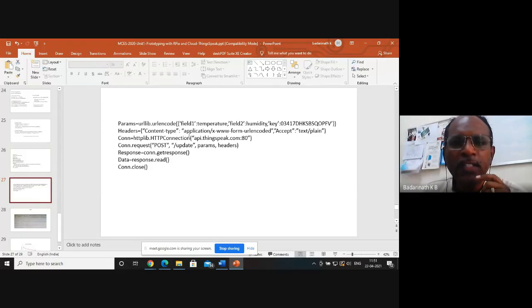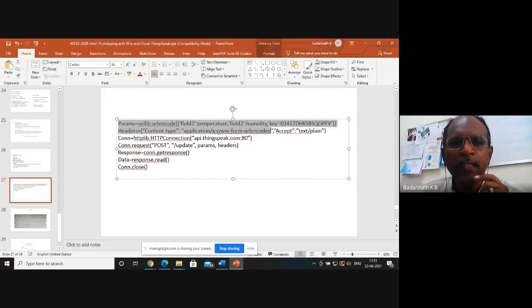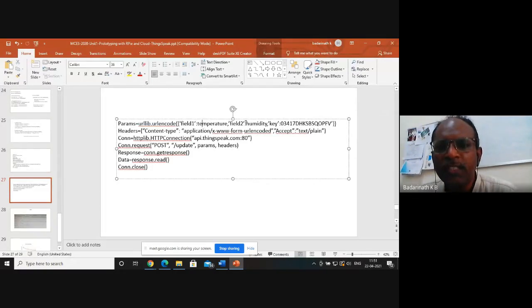See the HTTP connection. I'm filling the parameters in the header. I'm filling in the temperature and humidity values. My ThingSpeak API key is filled in here, and the website address and the port number are indicated here. Then I post the data to ThingSpeak. Once I post this data, I can read the response and print it also.